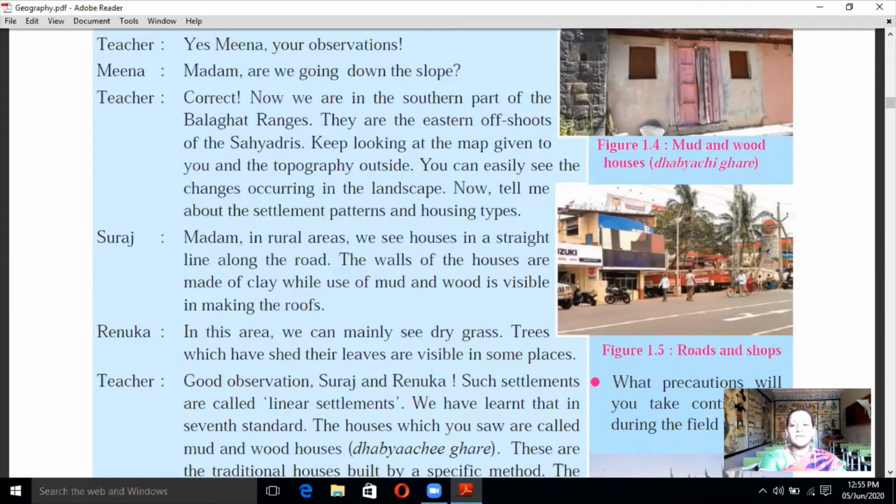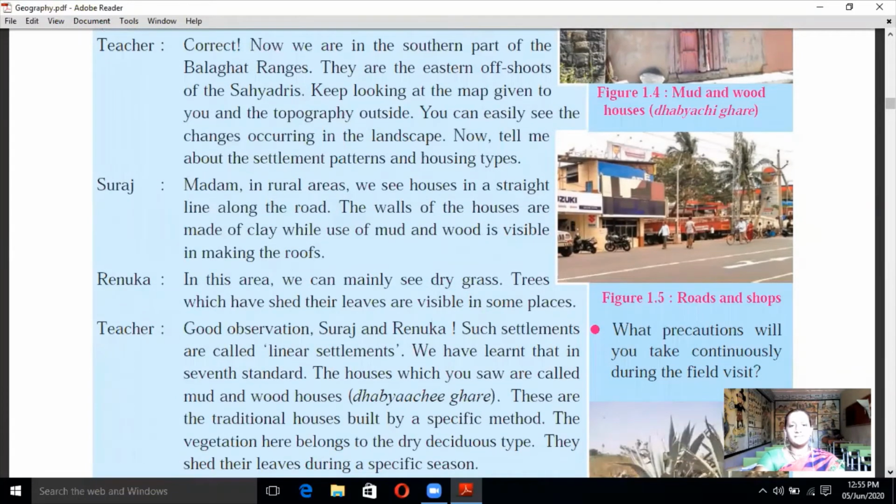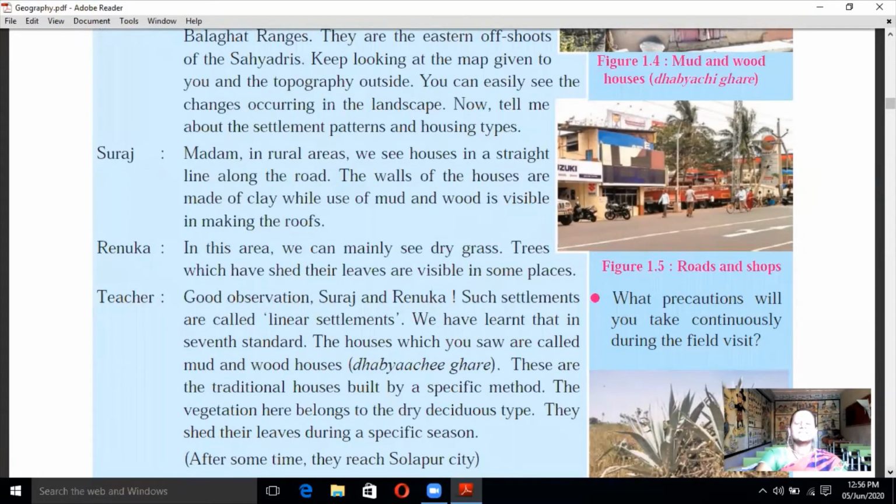The teacher also told them that their observation is good, and they are giving a good response to their field visit. She encouraged the students that their observation is correct. When the teacher asked which type of settlements they are seeing in the rural areas, they are called linear settlements. They also learned linear settlements in the 7th standard. The houses which they saw are called mud and wood houses. This type of houses they are seeing in the rural areas.